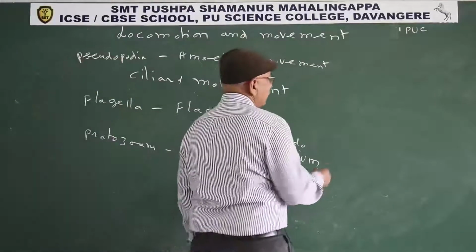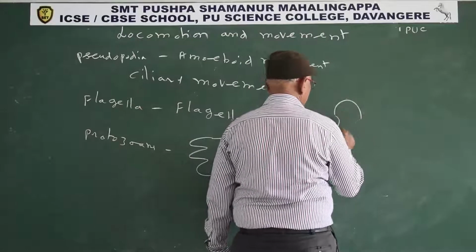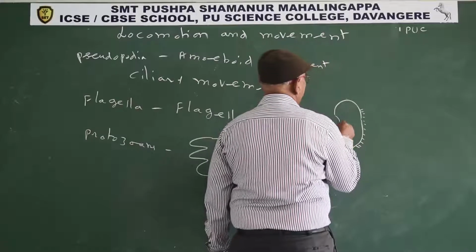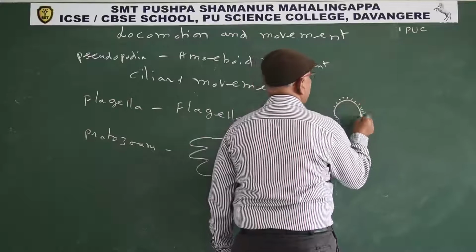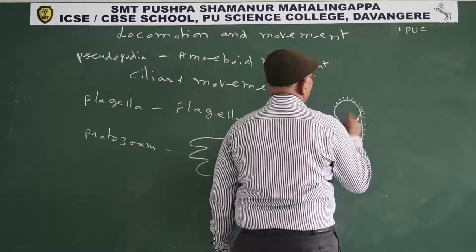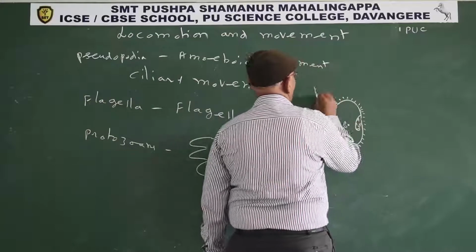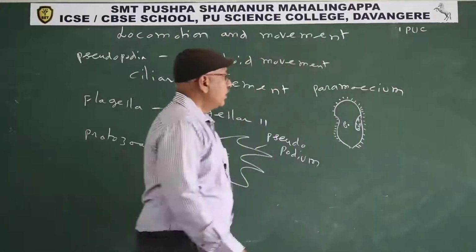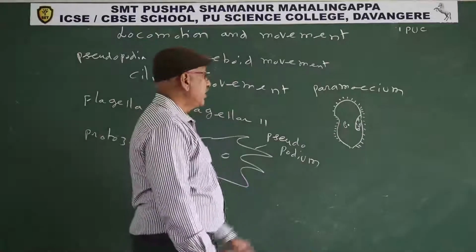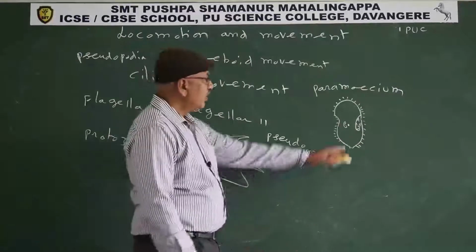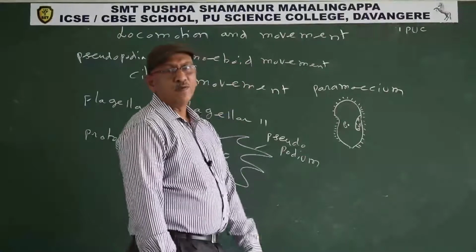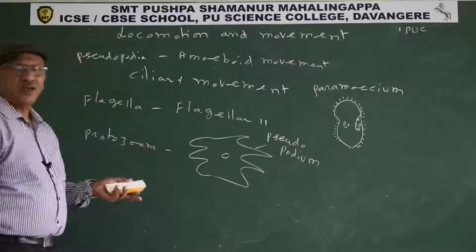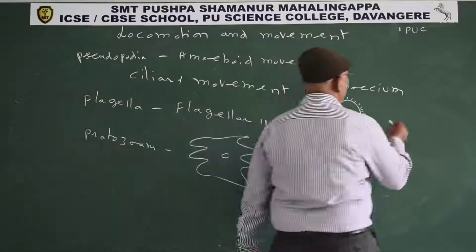Cilia, for example in paramecium. On the surface of the body, cilia, short hair-like structures, are present. The protozoan paramecium contains cilia and is known as a ciliate. So the cilia help in locomotion. The cilia present in the oral groove help in food capture. So, example paramecium. Next one, locomotion by flagella is known as flagellar locomotion. Example euglena.